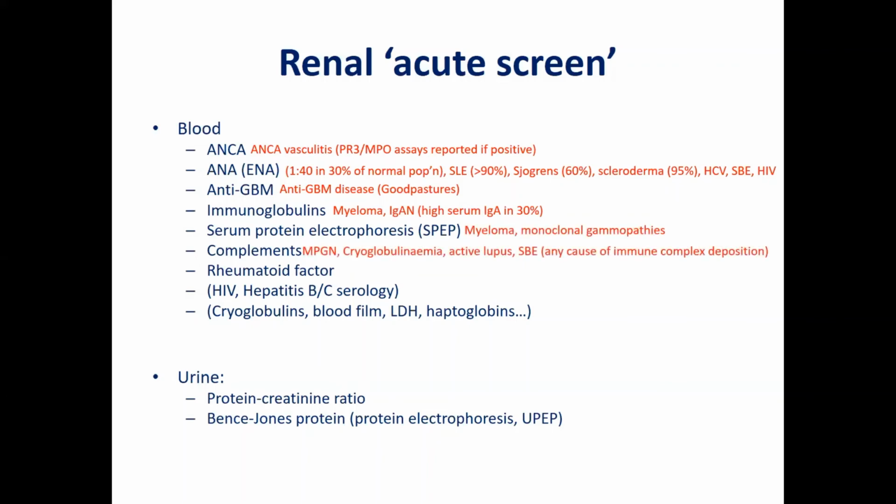We look at complements, and that's for cryoglobulinemia, lupus. Actually, endocarditis gives you low complements and can also give you an AKI. Rheumatoid factor, again, cryoglobulinemia. And then in other settings, we may look at some other things. We may look at HIV and hepatitis B and C serology. We may think about cryoglobulins, blood films if we think someone's hemolyzing. And then in the urine, we'd always send a protein creatinine ratio. Are they leaking protein? We'd also send a Bence-Jones protein, which is also referred to as protein electrophoresis, looking for evidence of myeloma protein leaking out in the urine.